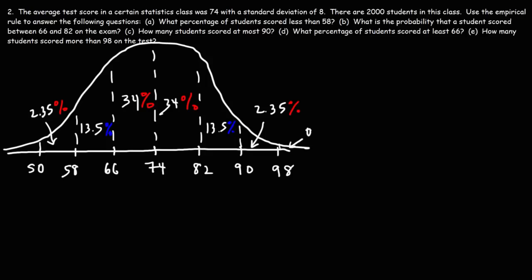Now the last part is going to be 0.15%. So now we can answer the questions. Let's start with the first one. What percentage of students scored less than 58?